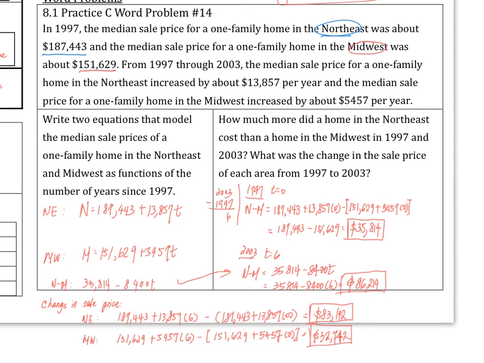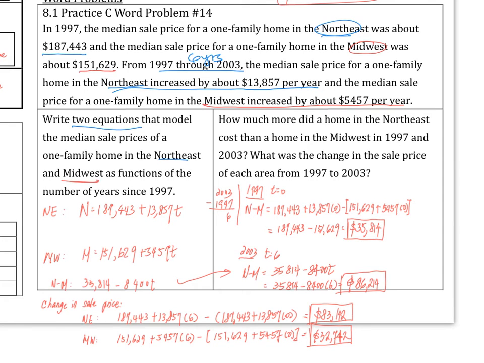$151,629. And from 1997 through 2003, a period of 6 years, the median sale price for a one-family home in the Northeast increased by about $13,857 per year. And the median sale price for a one-family home in the Midwest increased by about $5,457 per year. And in the first part, it wants us to write two equations that model the median sale prices of both the Northeast and the Midwest as functions of number of years since 1997.